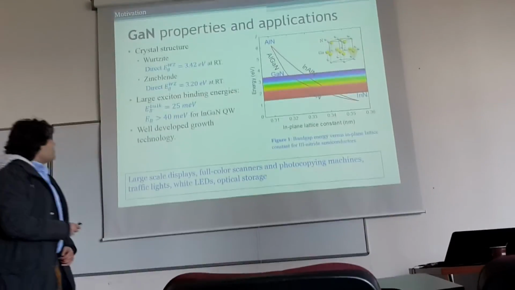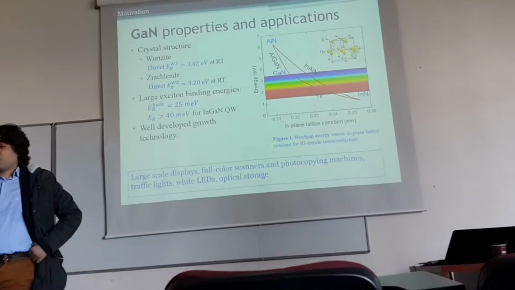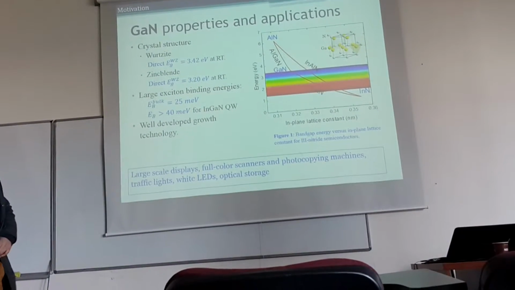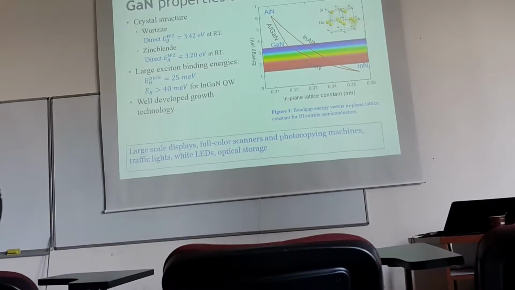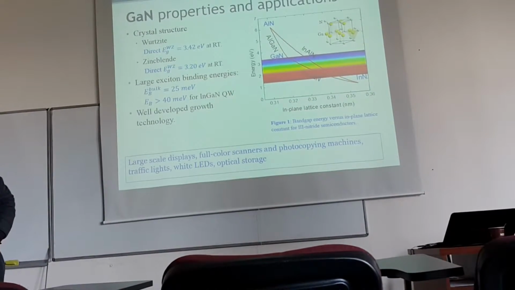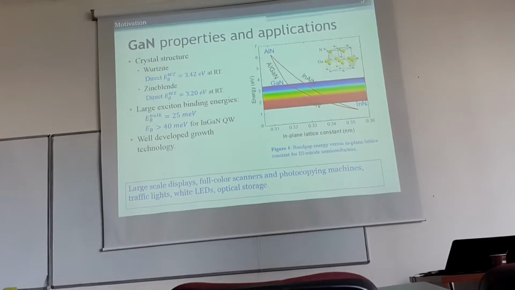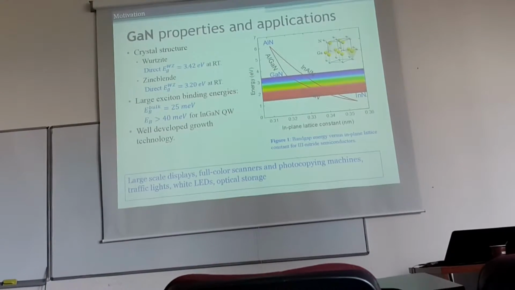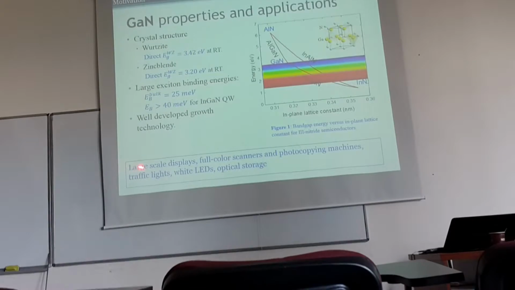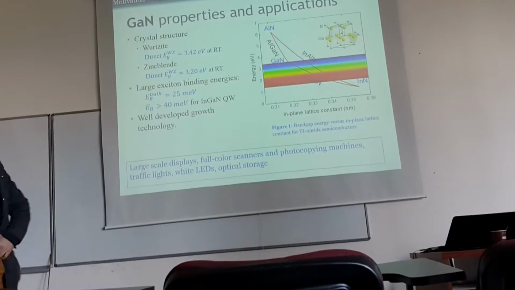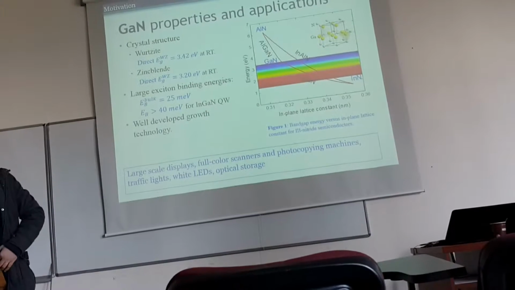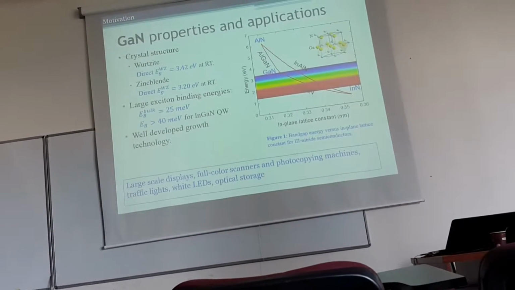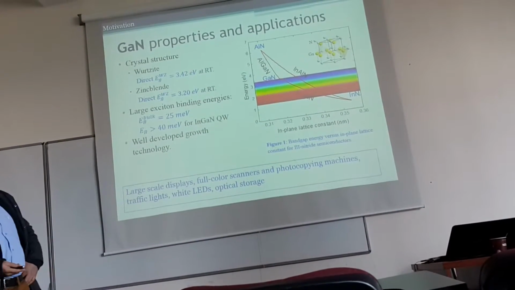Gallium nitride has excellent properties in mechanical, electrical, and optical means. Since it's a very good material, it is being used in optoelectronics like large-scale displays, white LED generation, optical storage like Blu-ray, or even in traffic lights nowadays.